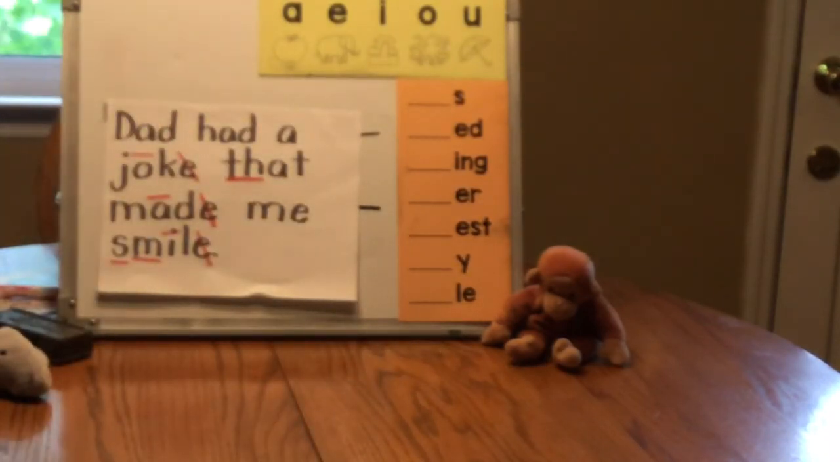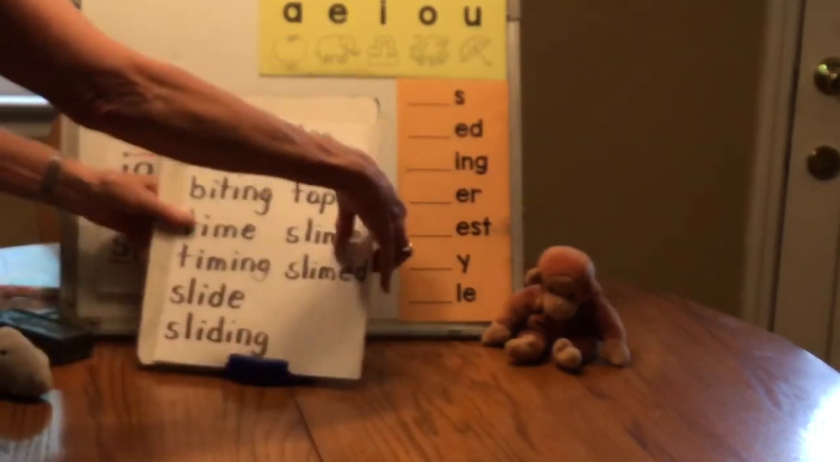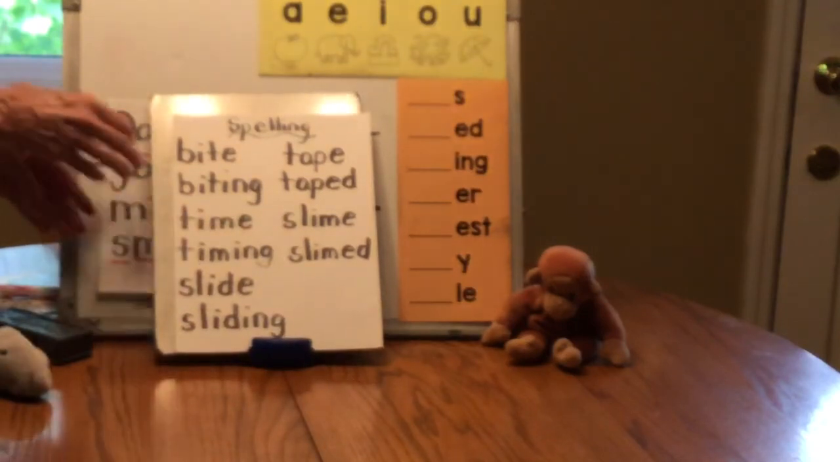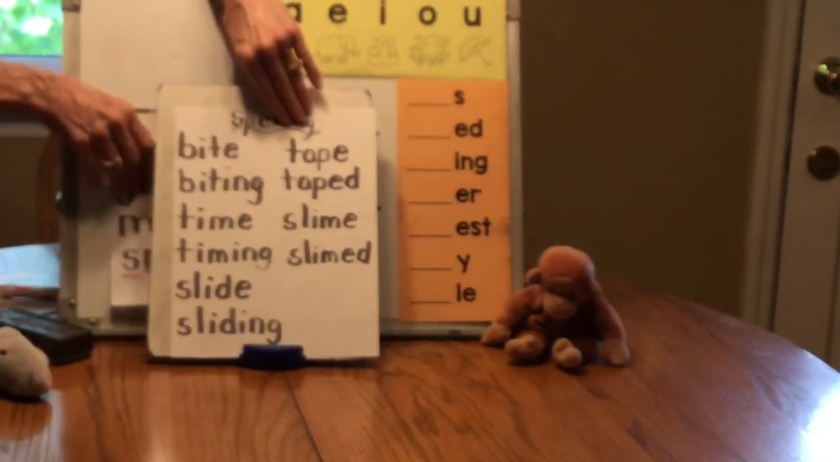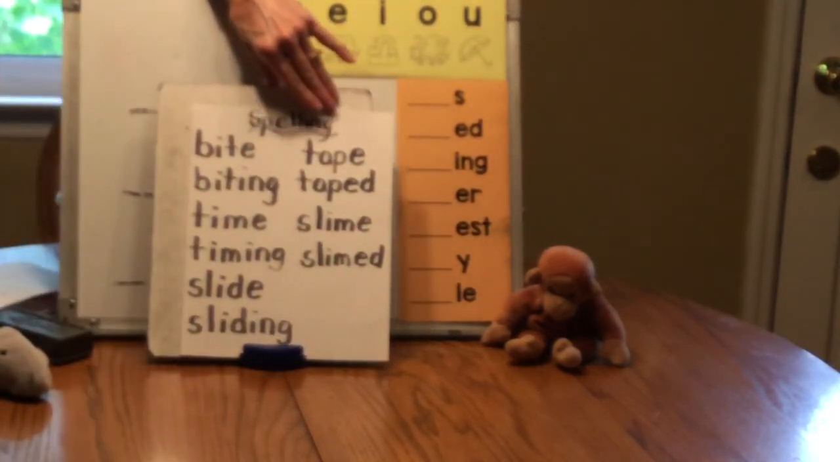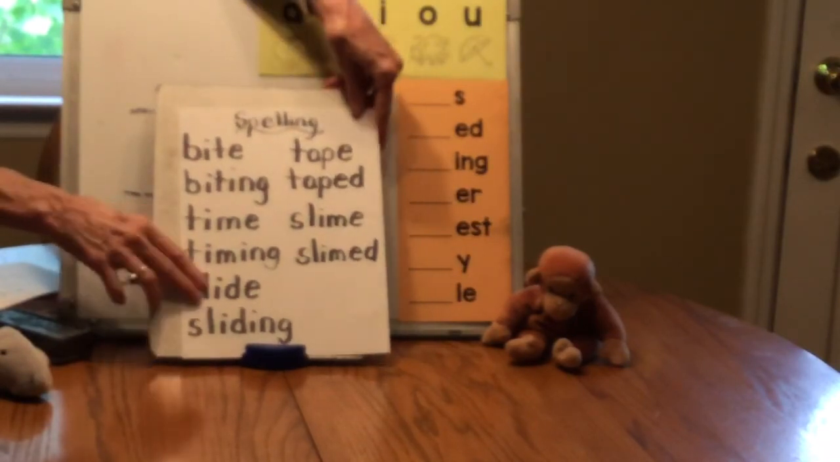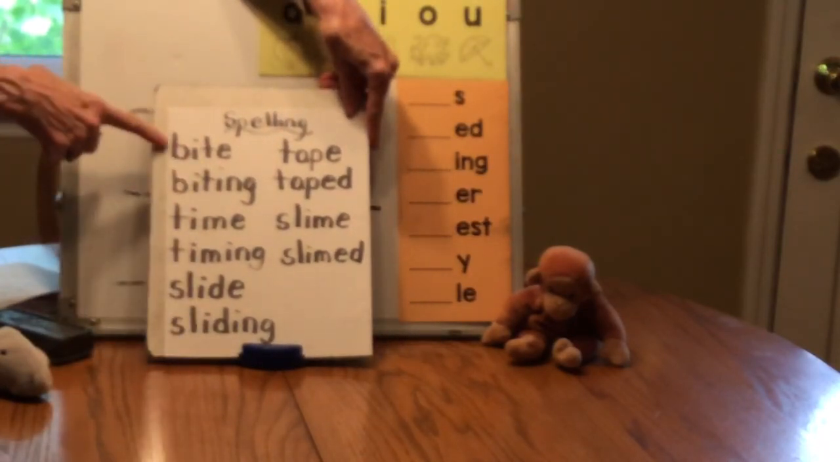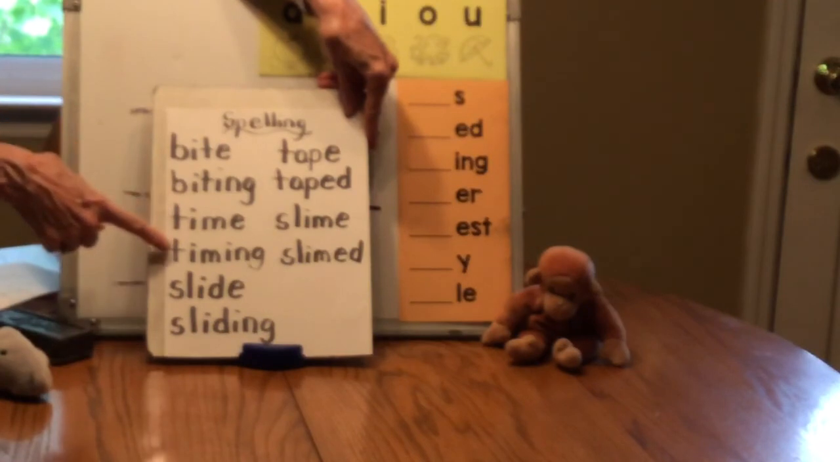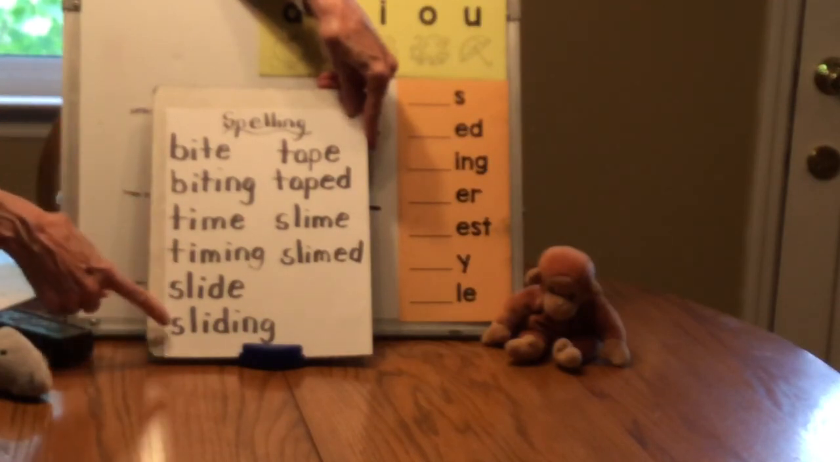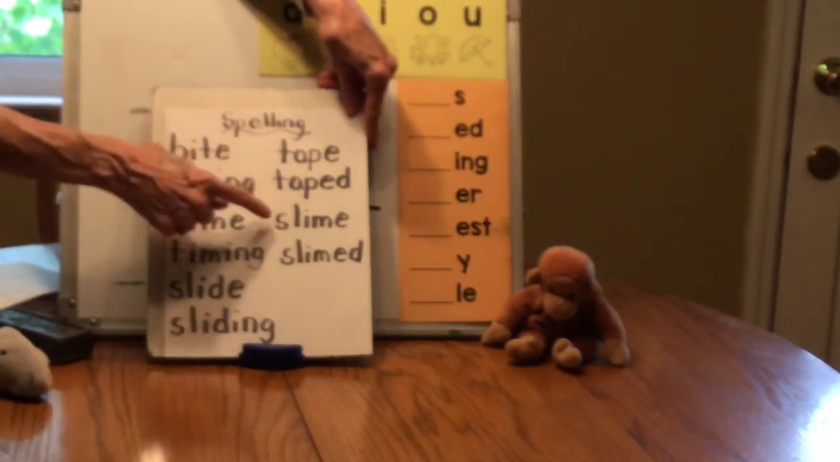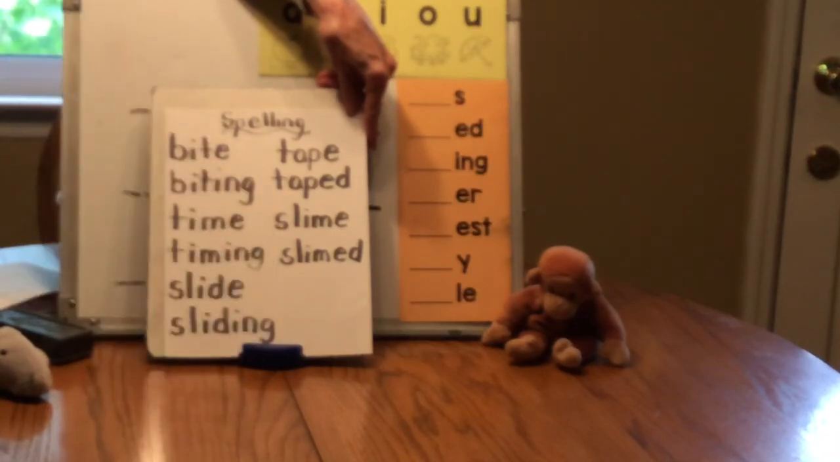Now, your spelling words are the same from last week, unless you've already done these. If you've already done these, that's fine. Choose your own. Try to maybe get mom or dad to help you choose some silent E words. So we had bite, biting, time, timing, slide, sliding, tape, taped, slime, and slime. Today, when you get a chance to work on your spelling words, try to do rainbow words.